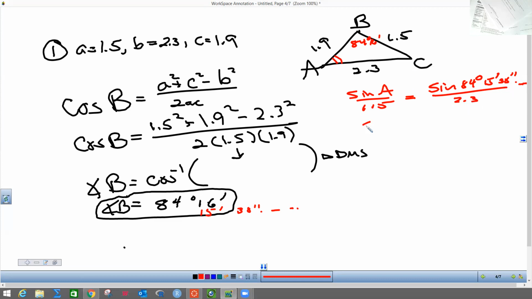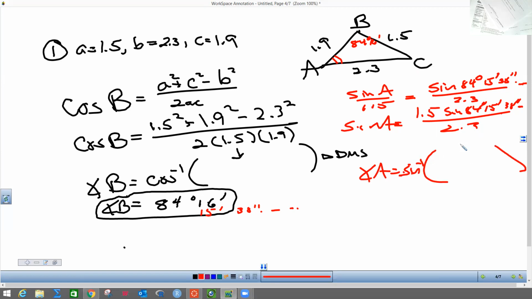So we're going to get sine A equals 1.5 sine of that 84 degrees, 15 minutes, 0.38 seconds, whatever the depth. Not point there, the point's after the 38. Divided by 2.3. Now that's sine A out here. So we're doing what we did yesterday. Angle A is going to be the inverse sine of this thing. Everybody type this in and DMS it. Somebody tell me what we get, to the nearest minute.